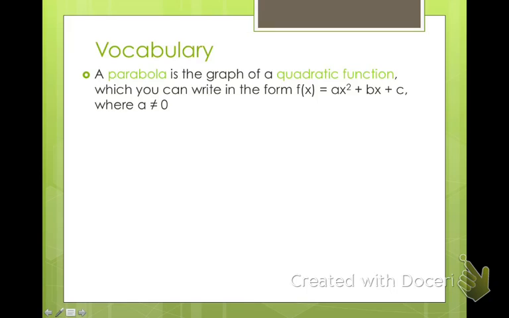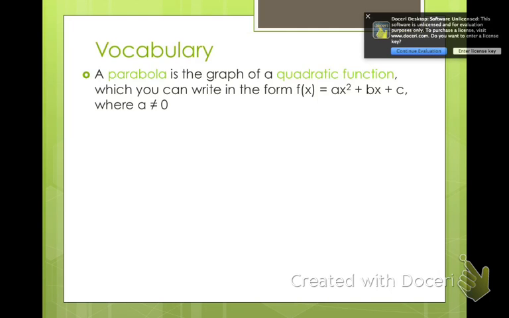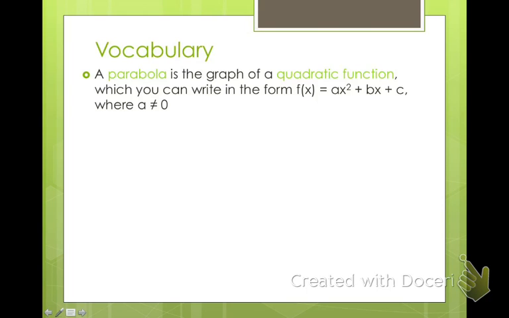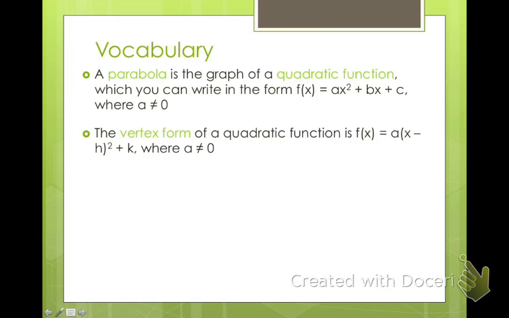So we have a few vocabulary words. A parabola is the graph of a quadratic function, which you can write in the form f of x equals ax squared plus bx plus c, where a cannot equal 0. If a equals 0, then there's no x squared, so then it's just a line. And if you don't remember, a parabola is that U-shaped thing.